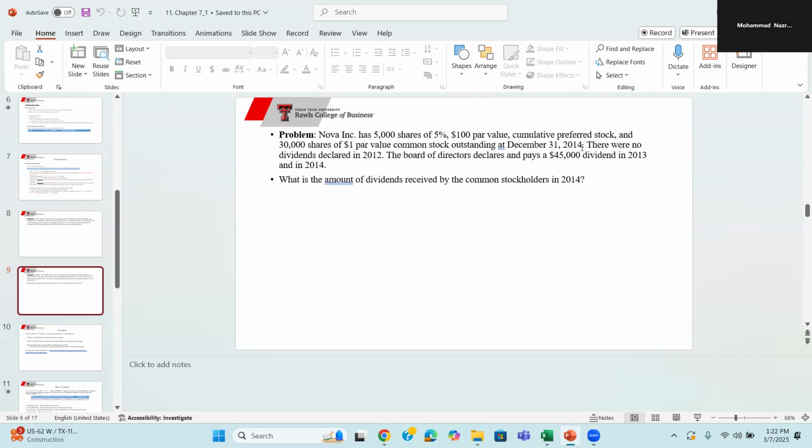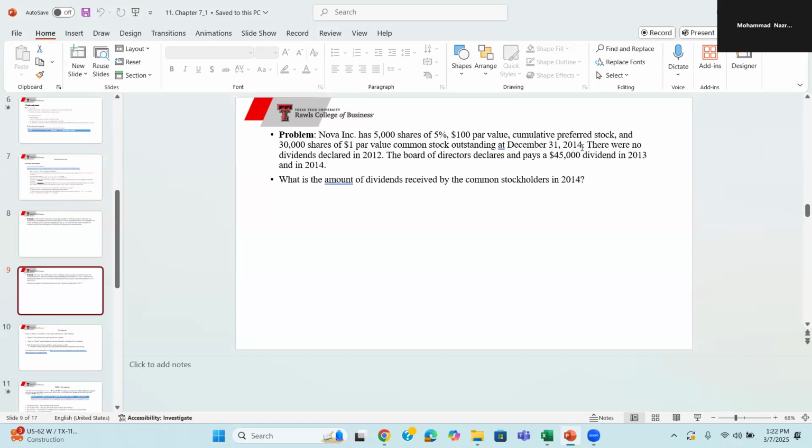So they said there are no dividends declared in 2012. Okay, the board of directors declares and pays a 45,000 dividend in 2013 and 2014. So this is 3 years math here, for 12, 13, and 14. But in 12, there was no paid dividend. So we are just going to calculate the dividend due for that year, and then we adjust the paid dividend with that, right? So they paid the dividend in 2013 and they paid the dividend in 2014.